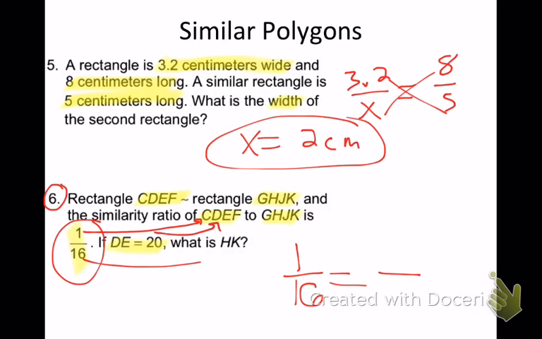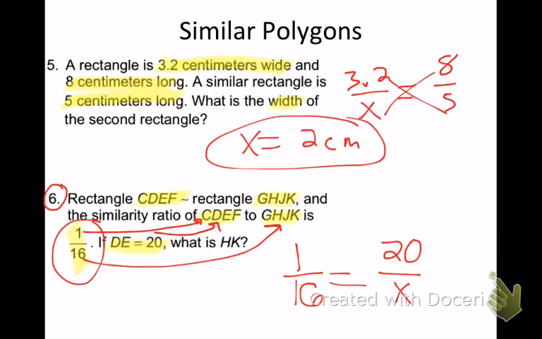1 goes there, 16 goes there, because it goes in order, right? Yeah. So again, should DE be in the numerator or denominator? Numerator. So I'm going to say 20 over x. Recognize, they're giving it to you in a particular order. You need to read it and set it up in the same order. So 1/16 equals 20 over x.